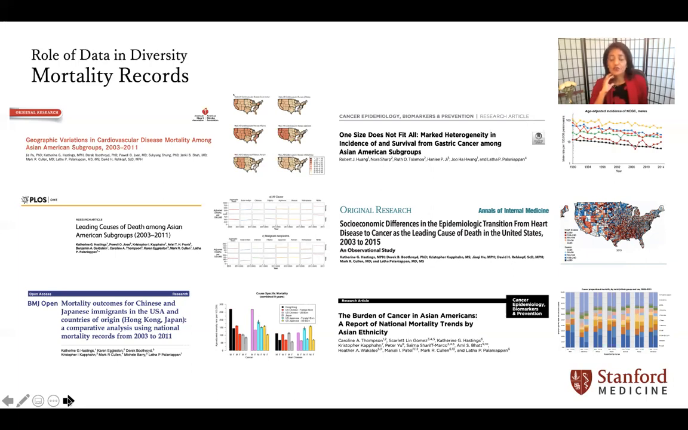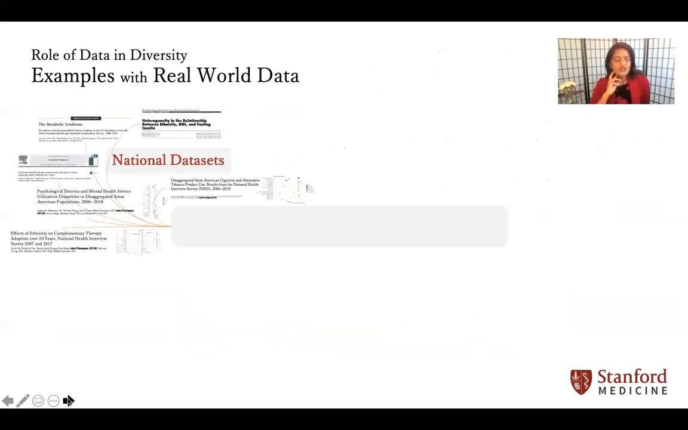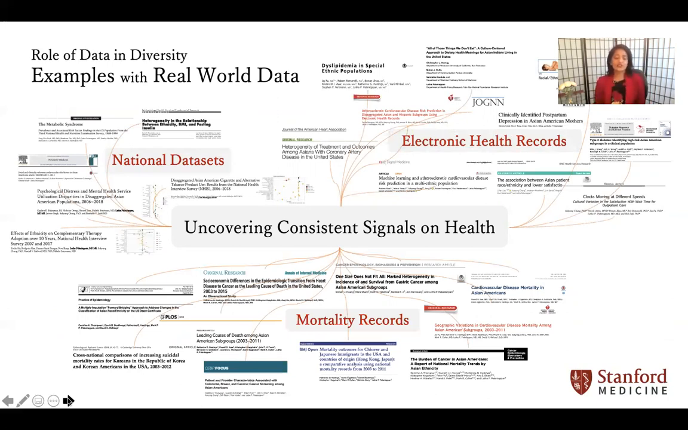And looking at trends in cancer, there are some cancers that are virally based that are more present in Asian populations, and having specific screening mechanisms, which Dr. Clark also mentioned, for hepatitis B and other viral hepatitides. So with real world data, we are using national data sets, electronic health records, and mortality records, as well as other sources of data to uncover consistent signals on health.